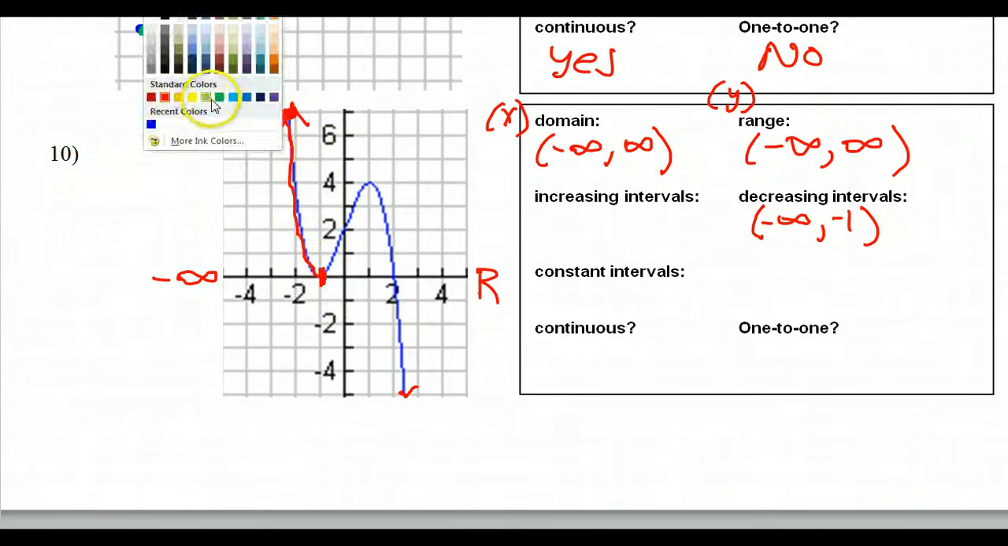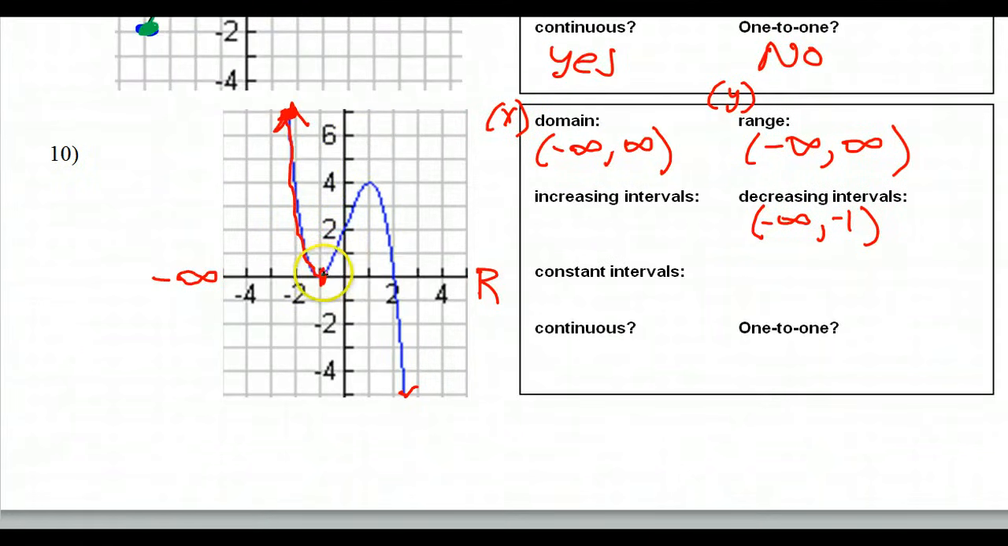Now, as I continue my journey, now I begin to go uphill. So I'm going uphill from here to here. That is an increasing interval. And I'm going to say it's going to be from -1 to 1. Okay, because here I am at -1, and here I am at 1. I'm sticking on the x-axis.